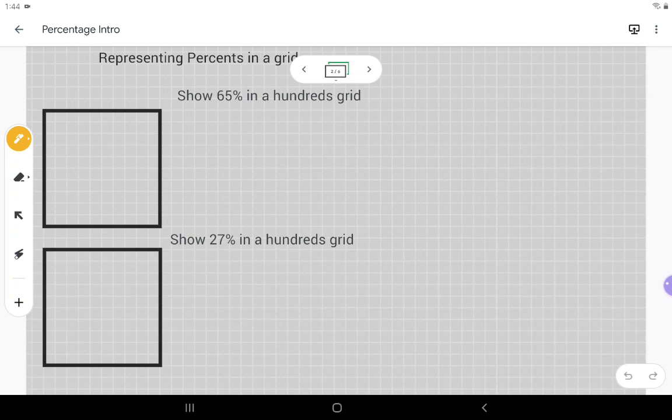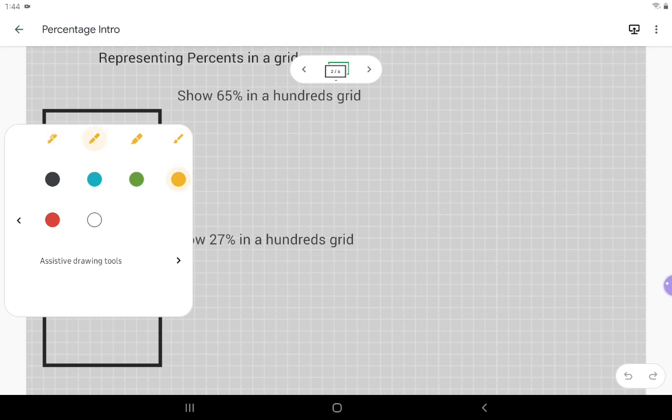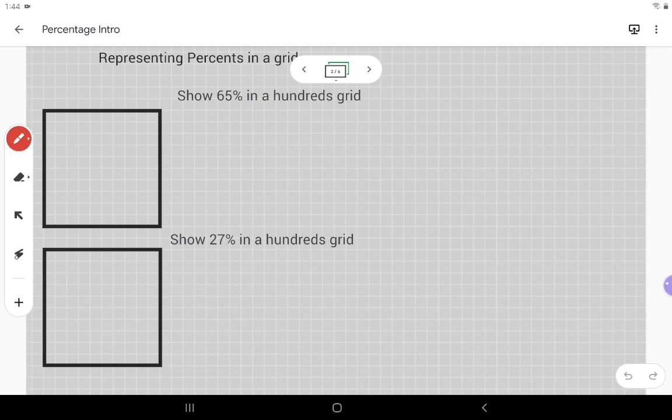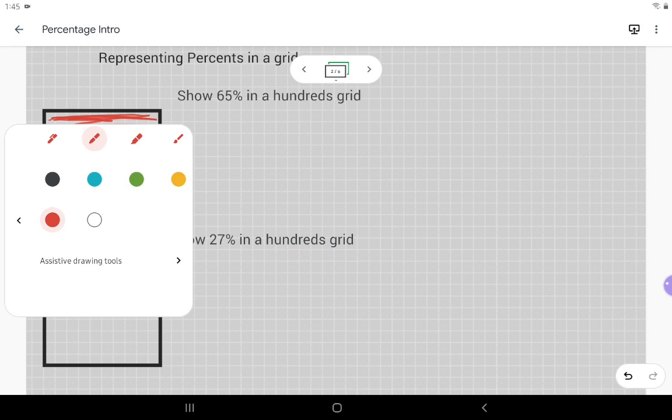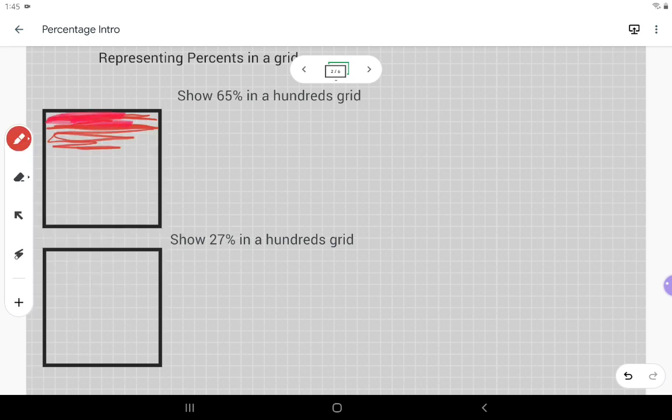Let's look at how we're going to use this percentage. This one says representing percents in a grid. Hopefully on your computer you can see the grid lines there, those little white lines that we're going to fill in. If I wanted to show that 65% in a hundreds grid, the whole thing represents 100%, but I only want 65%. So I'm going to color in 65 of my 100 squares.